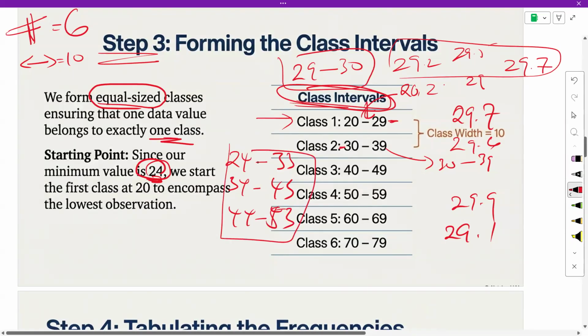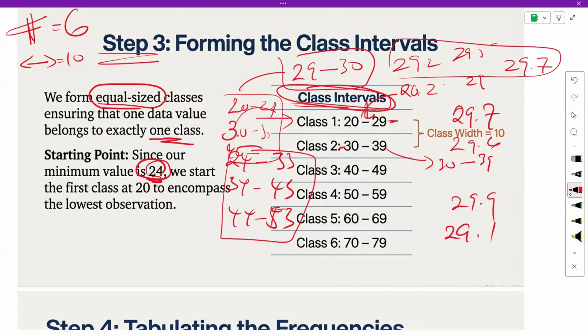Likewise, we can do that, but when you put 20 to 29, 30 to 39, and 40 to 49, so 20s, 30s, 40s, you can easily place a particular observation quickly. For that purpose, we start the first class at 20. We make the first class 20 to encompass the lowest observation. Look at here.